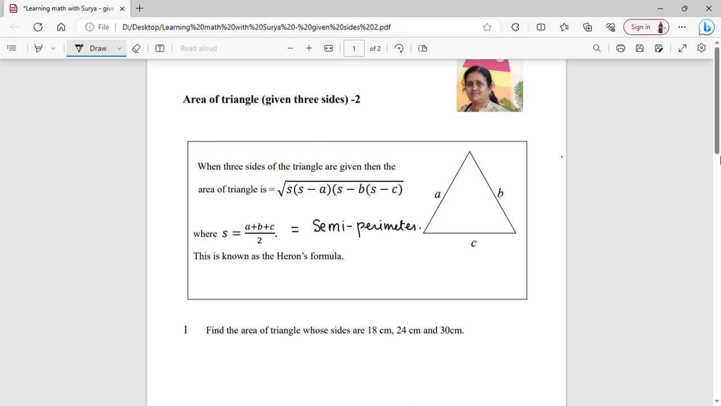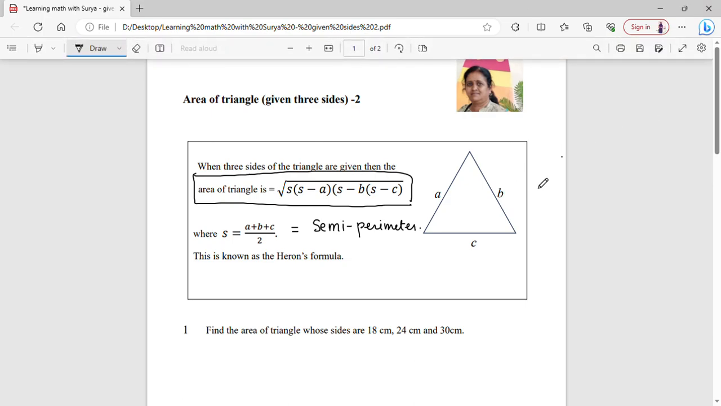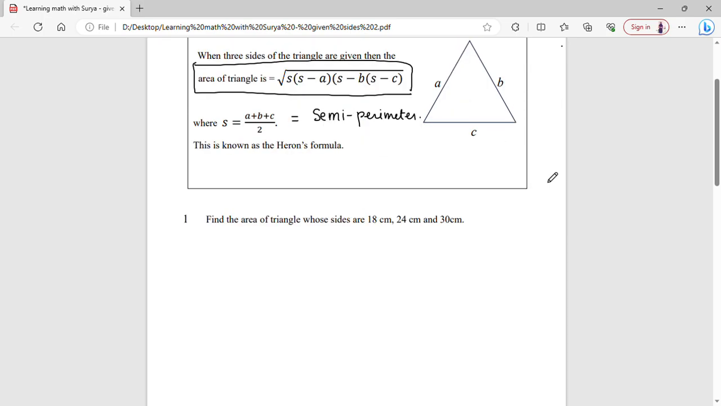So you need to get this formula right. And as I always say, it's good practice that you write down the entire formula on both sides. Area of triangle is root of s into s minus a into s minus b into s minus c. The root, all the terms are below the root. Okay, now let's come to this.